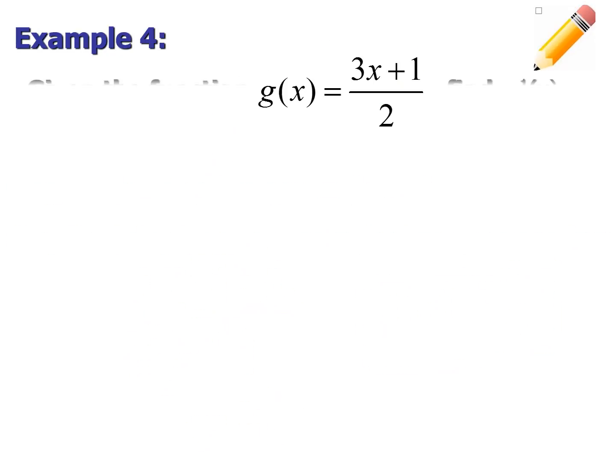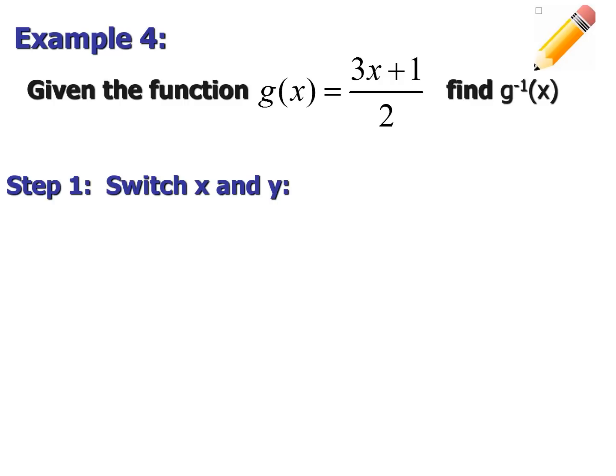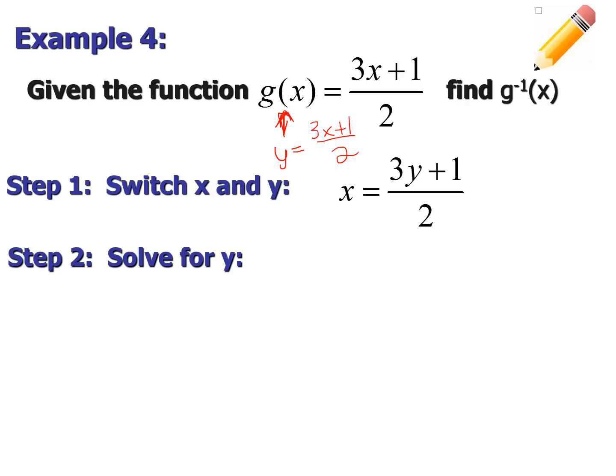Let's try one more example. Same set of directions. Given the function g of x is equal to 3x plus 1 divided by 2, find the inverse of g. So we remember that our first step is to switch the x and y, and my y is disguised right now as g of x. So my true function that I'm starting with can be written y is equal to 3x plus 1 divided by 2. And now I have to switch that x and y value, and that'll get me x is equal to 3y plus 1 divided by 2. And my last step is to solve for y. So we have x is equal to, I'll just rewrite it here, 3y plus 1 divided by 2.